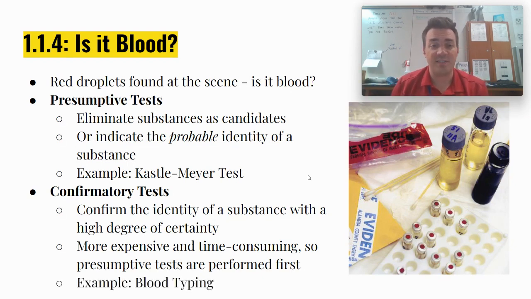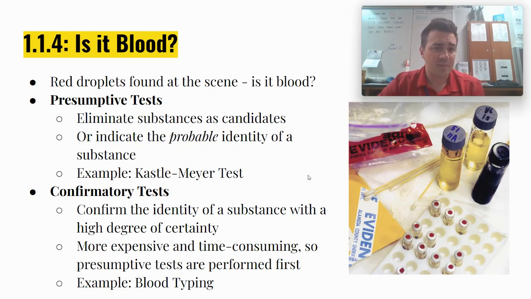So blood typing can tell us a lot more about that blood. It can tell us, yes, this is definitely blood, and not only is it blood, but also what blood type it is. And so that could be really useful information for trying to match that blood to one of our persons of interest. But we don't want to do that. We don't want to spend all the time doing blood typing, spend all the money, all the resources, etc. if the Kastle-Meyer test comes back negative, right?